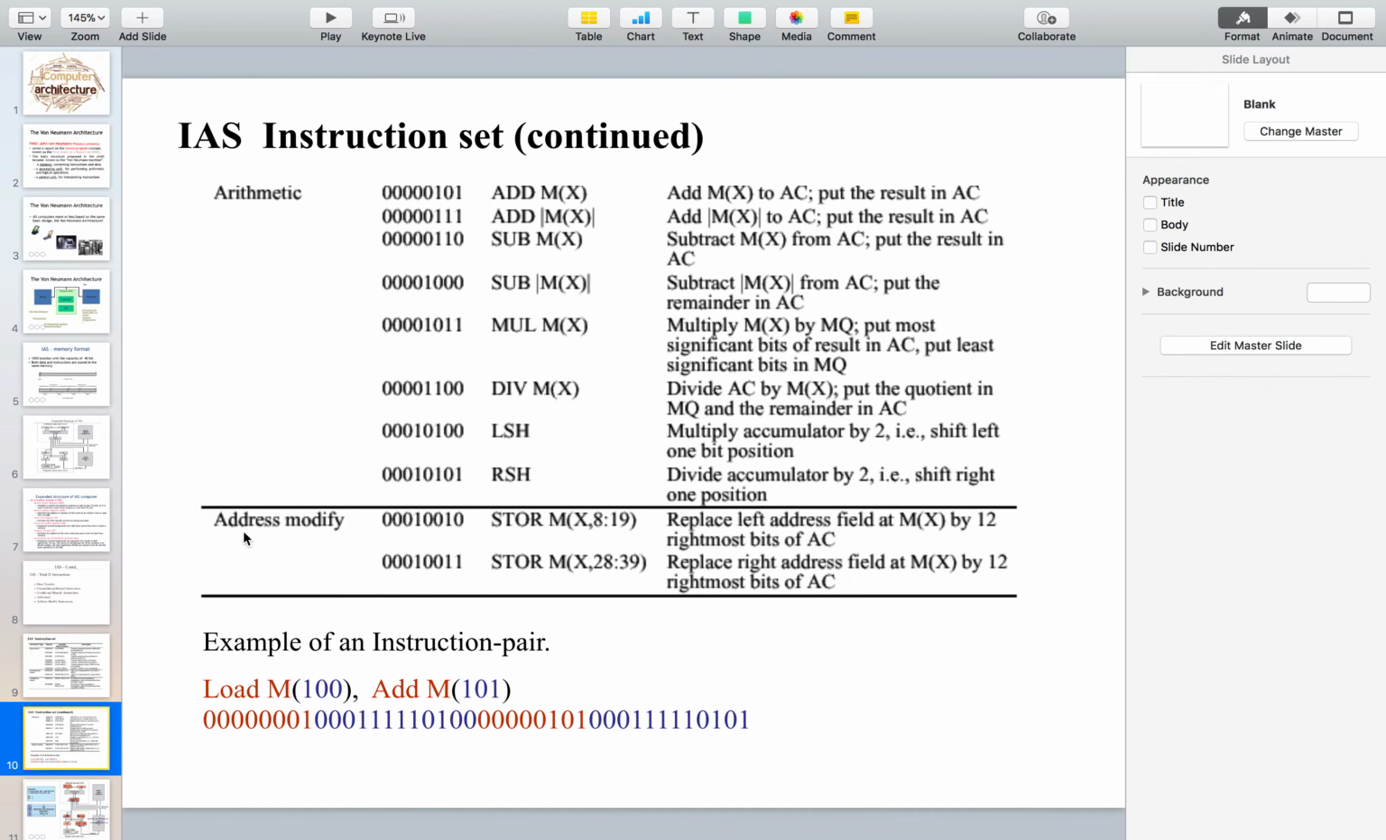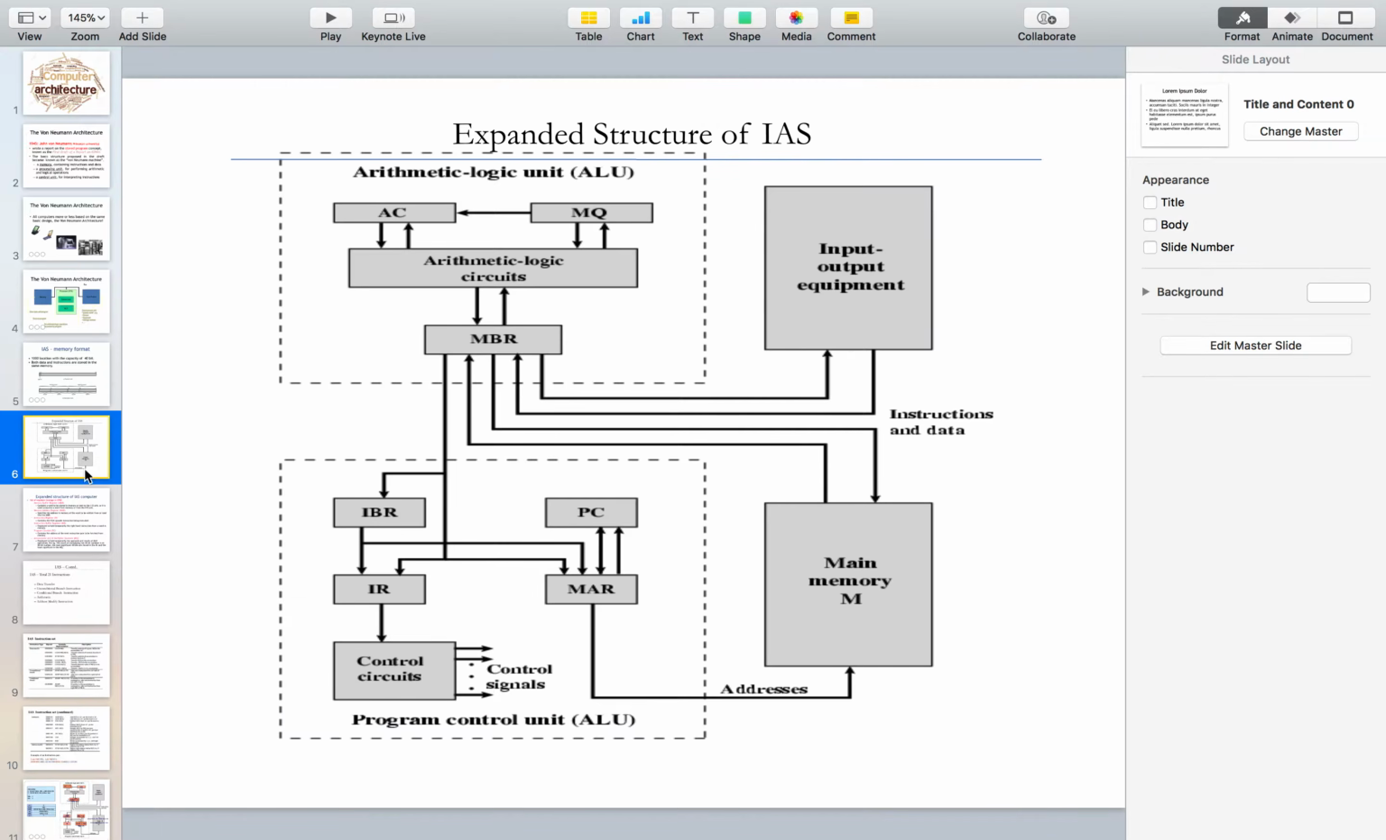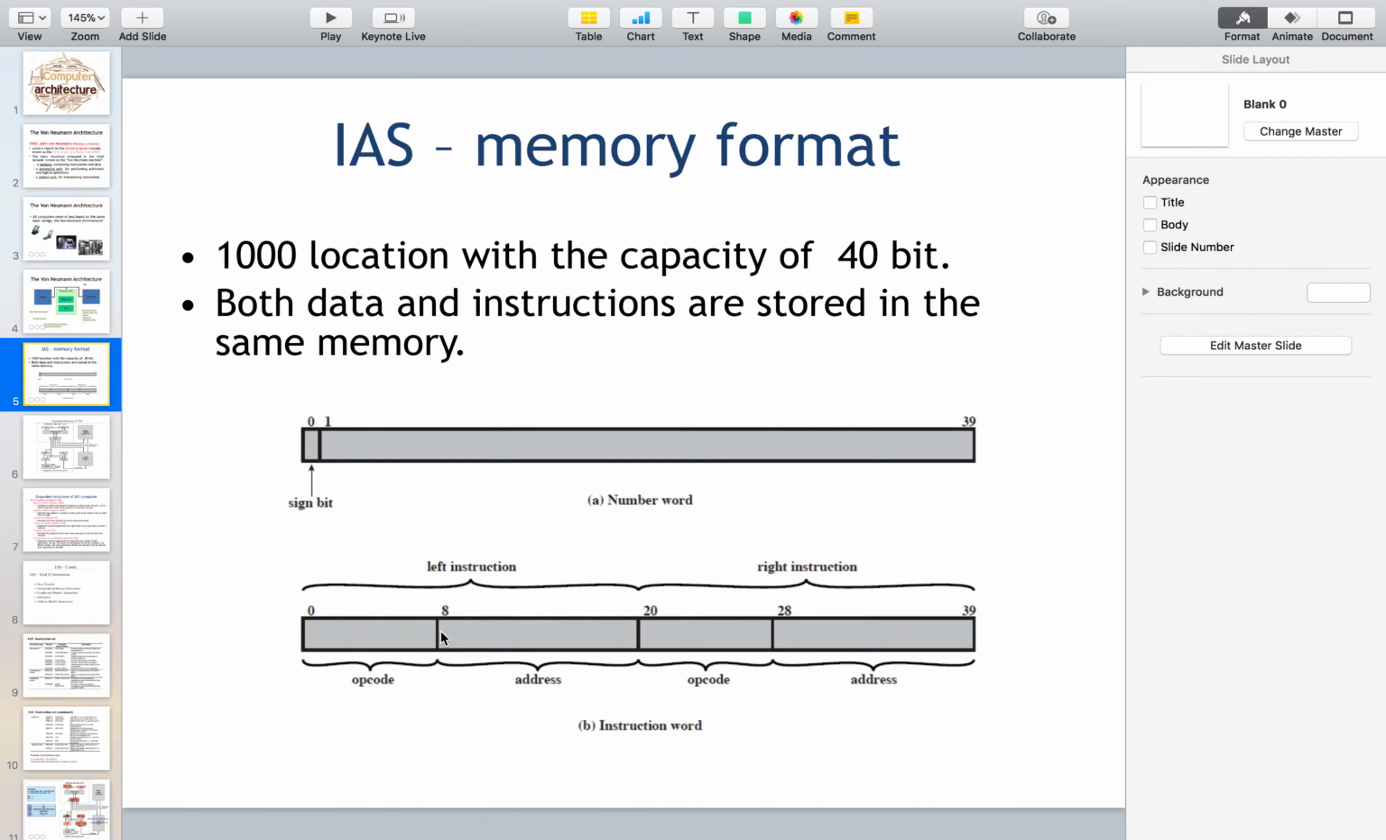Address modify. Address modify means I need to store the left part of the address when I give 8 to 19, and the right part of the address. I've already told before, the address consists of 12 bits. So when I give 8 to 19, it stores the left address of the instruction, and when I give 28 to 39, it stores the right part of the instruction, the first 12 bits.